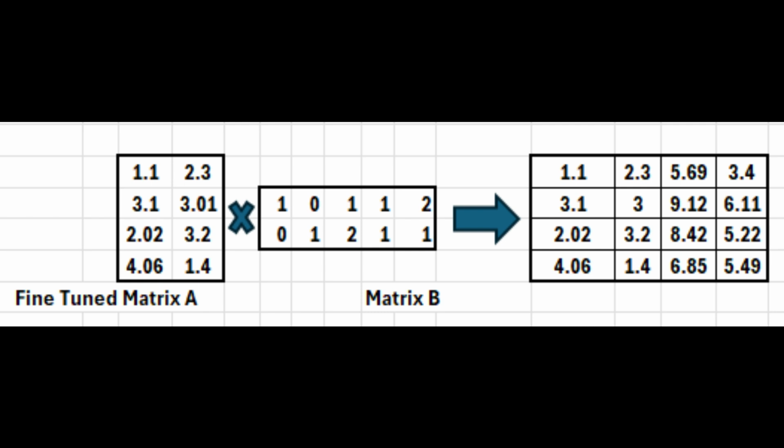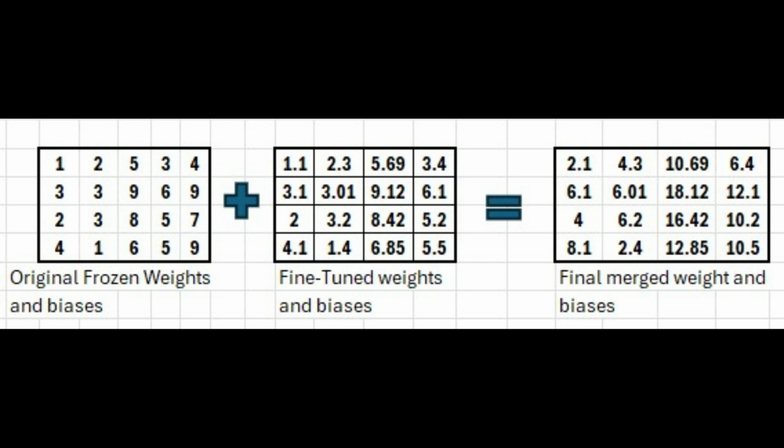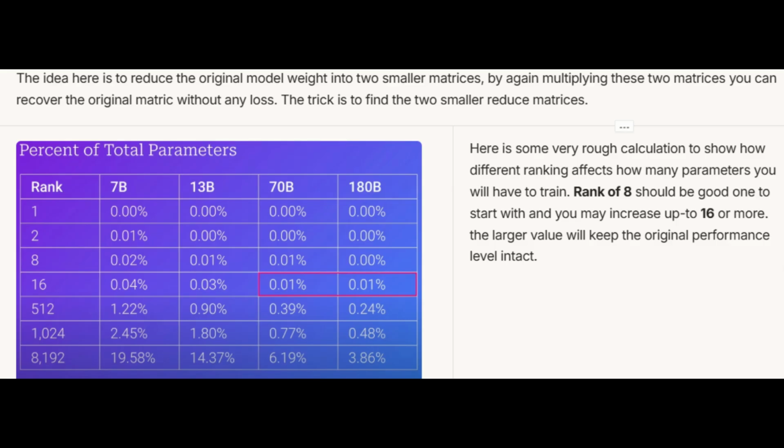7. Since our fine-tuned model is now of the same size as the original frozen model, we rehydrate or unfreeze our frozen matrix and add up the weight and bias from the fine-tuned matrix back to the original matrix, thereby transferring the fine-tuned knowledge back to the original matrix. Here are some very rough calculations to show how different ranks affect how many parameters you will have to train. Rank of 8 should be a good one to start with, and you may increase up to 16 or more. The larger value will keep it close to the original performance level.